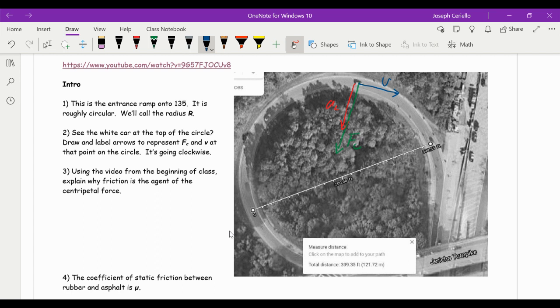So using the video at the beginning, explain why friction is the agent of the centripetal force. Well, without friction, the car can't move in a circle. That's it.